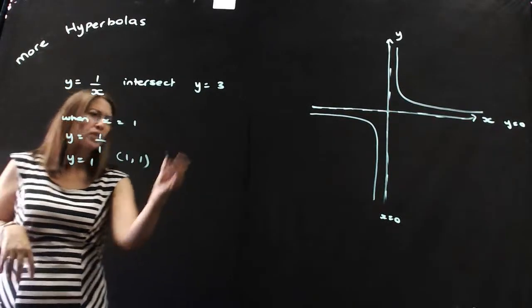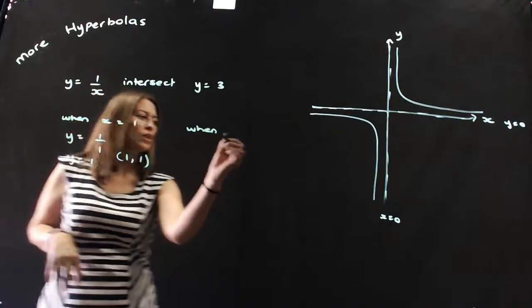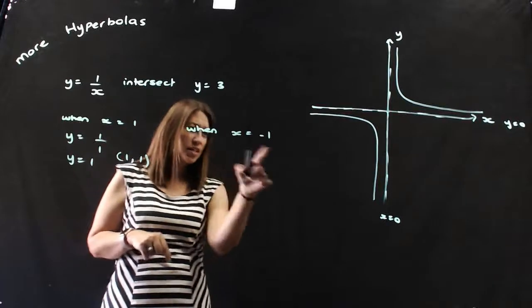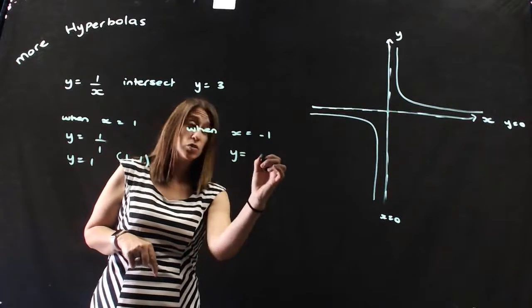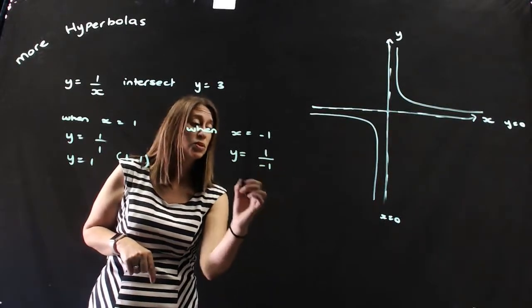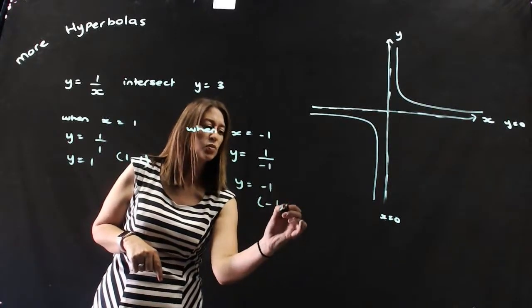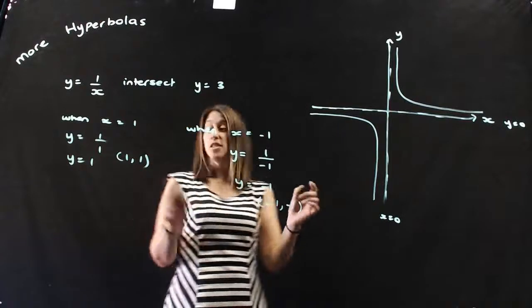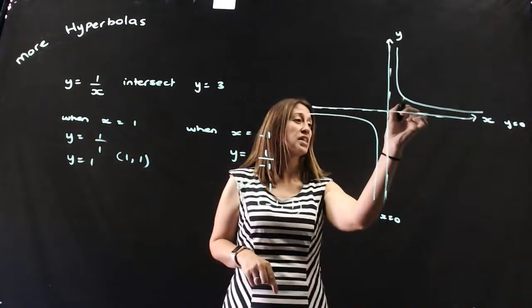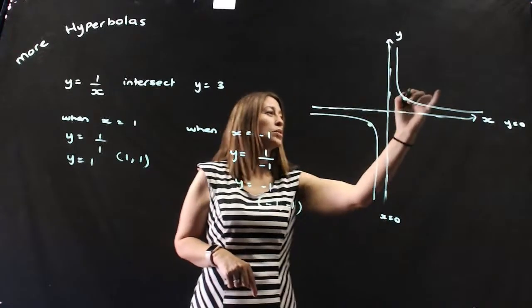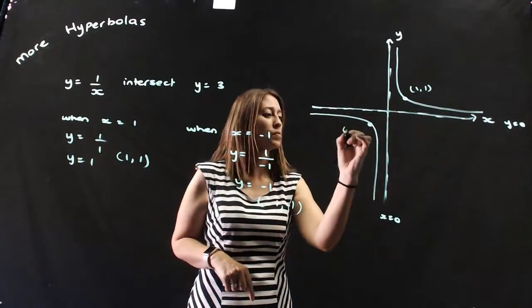So we have a coordinate now that I can put in, 1, 1. Let's try another one. When x equals minus 1, y equals 1 over x, so y equals 1 over minus 1, which is minus 1. So another coordinate we can place in there is minus 1, minus 1. So let's just plot those. 1, 1 is approximately here, and minus 1, minus 1 is approximately here. Okay, so we have two coordinates.